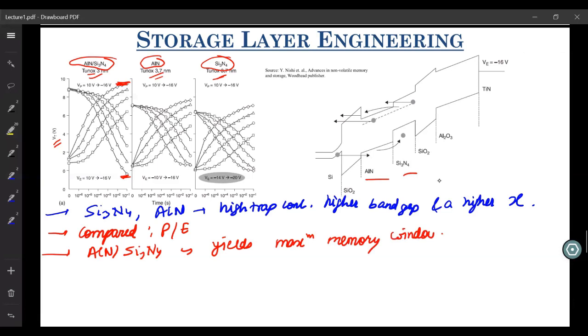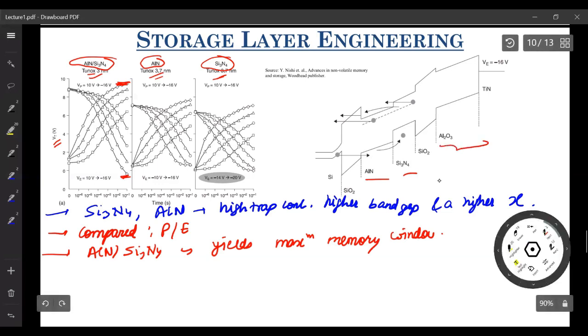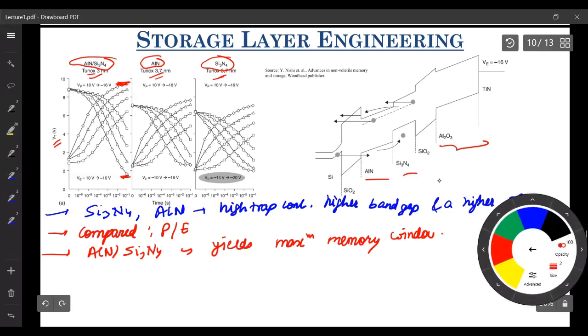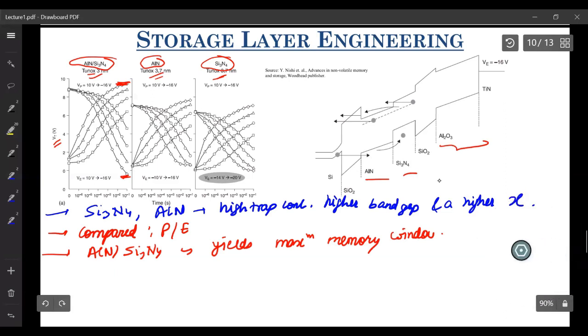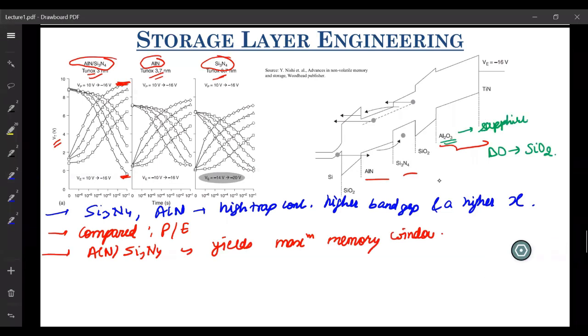Also at the same time, let me tell you that in these structures, your blocking oxide was not SiO2. So usually, let me write that as well. Usually for blocking oxide also people use SiO2. With an Al2O3 blocking layer or a sapphire blocking layer, it leads to a better performance. The probability of back tunneling is reduced.